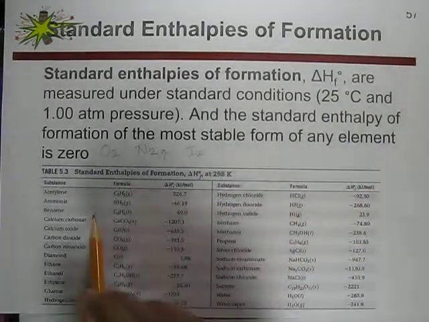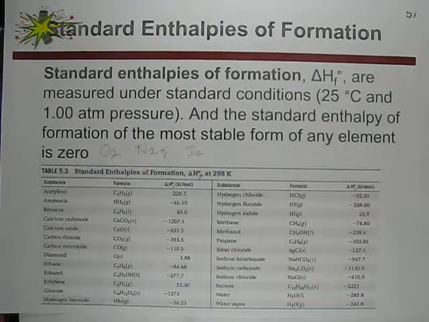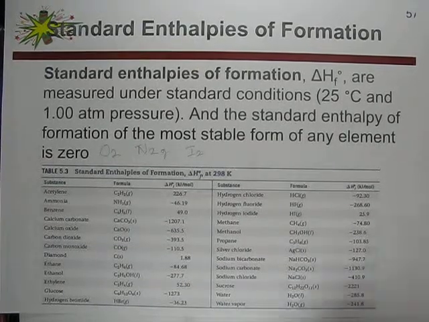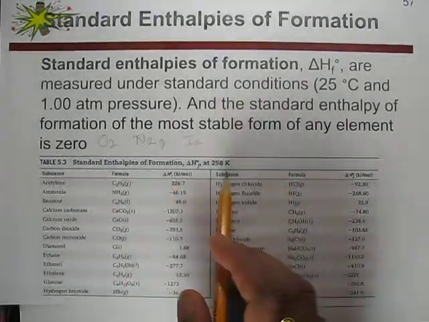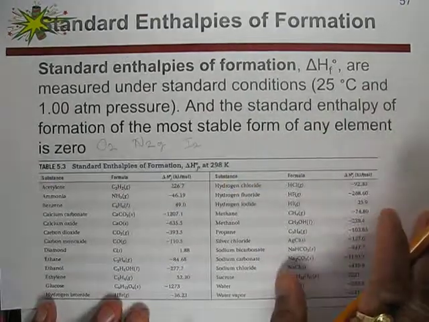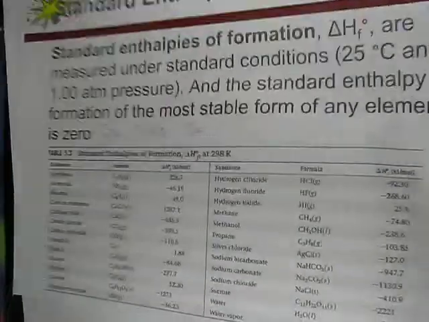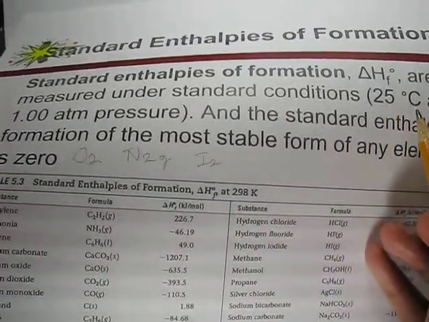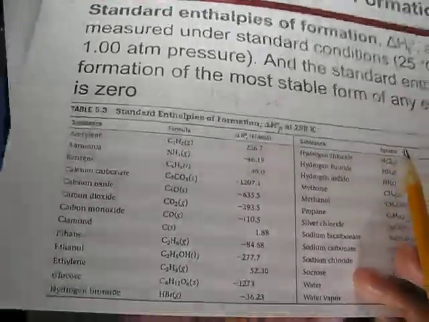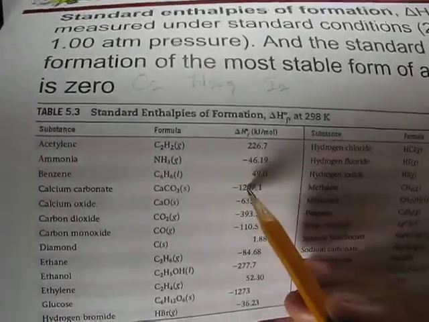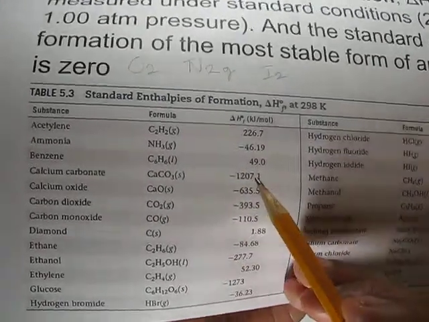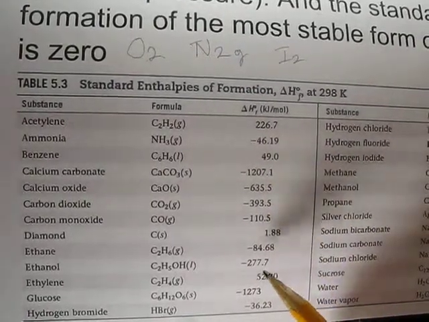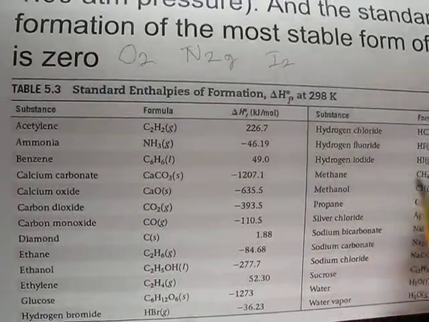And this table shows some of the standard enthalpies of formation at 298 Kelvin. This 298 Kelvin is exactly the same as 25 degrees Celsius. You need not memorize these values, but this table we will use as a reference table, and usually the value of the formation is given in the question paper.